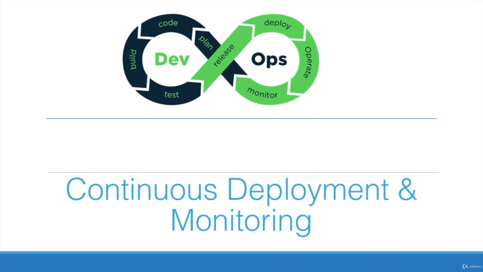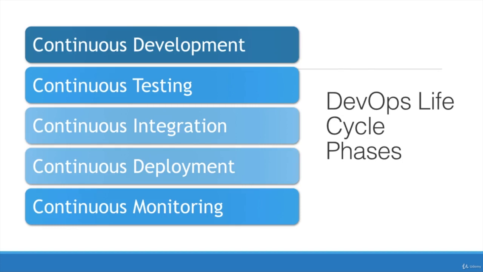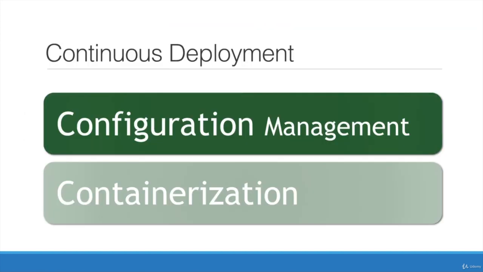Today we will discuss continuous deployment and continuous monitoring. In the previous sections, we have already discussed the first three phases of the DevOps lifecycle. Today we will complete the fourth and fifth phases, which are continuous deployment and continuous monitoring. So first we will start with continuous deployment.